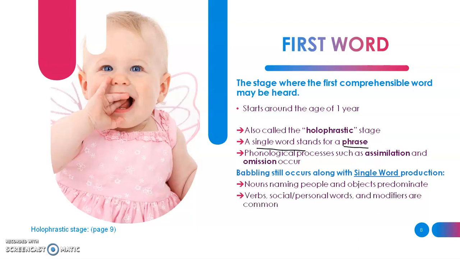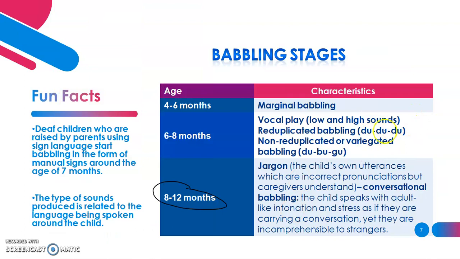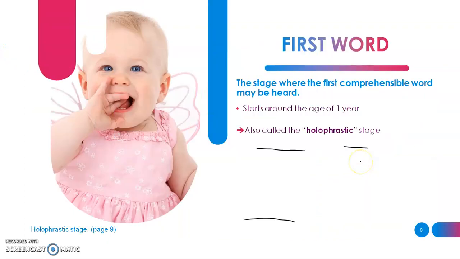And during that stage, we have nouns naming people, that is pronouns, proper nouns, and common nouns at the same time. Objects as well, verbs, social personal words as in hi, bye, good morning, thank you, and pronunciation might not be accurate. This is important. If the baby is not pronouncing the word accurately, it doesn't mean that the baby is not saying their first word. It is still a word. It is no longer a sound like what we had before, the baba and dudu and gaga, etc.